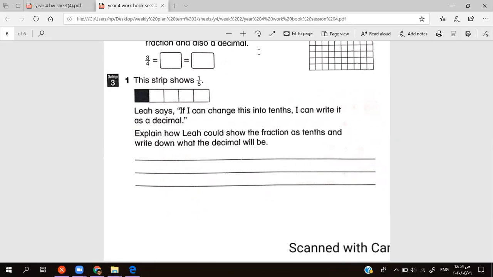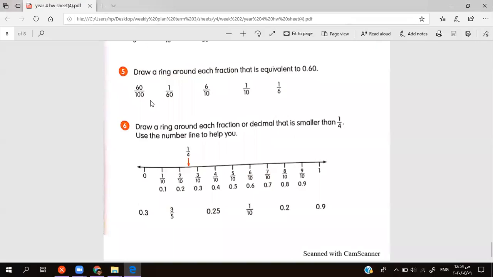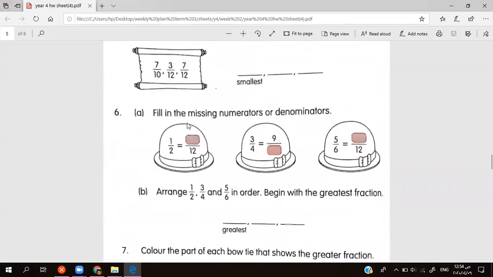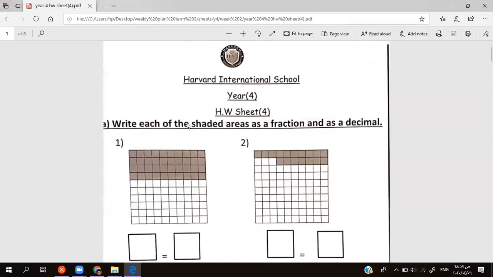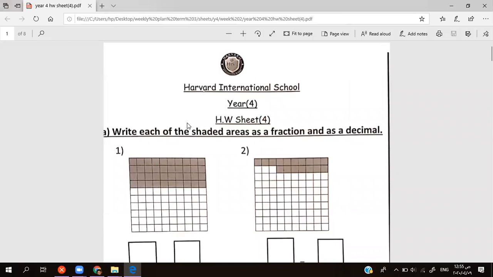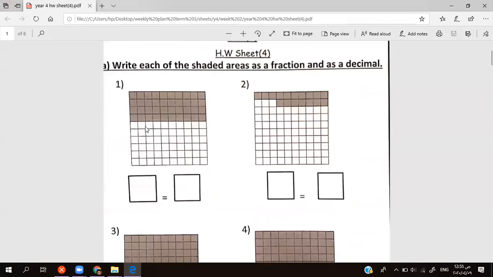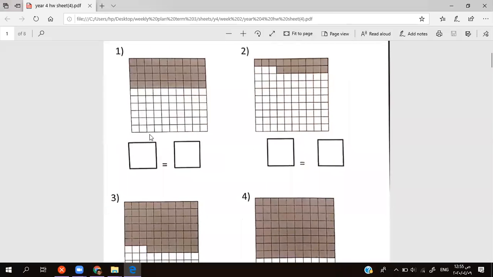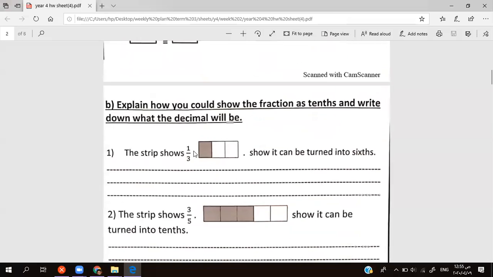And this is your homework. Okay, guys, this is your homework. It's 8 pages. Please do today at least 4 pages and tomorrow 4 pages. Or this is Thursday, you have Thursday, Friday, and Saturday. You can do like 3 pages, 3 pages, and 2 pages. Okay, so here it's very easy. Write the fraction and then turn it into a decimal.